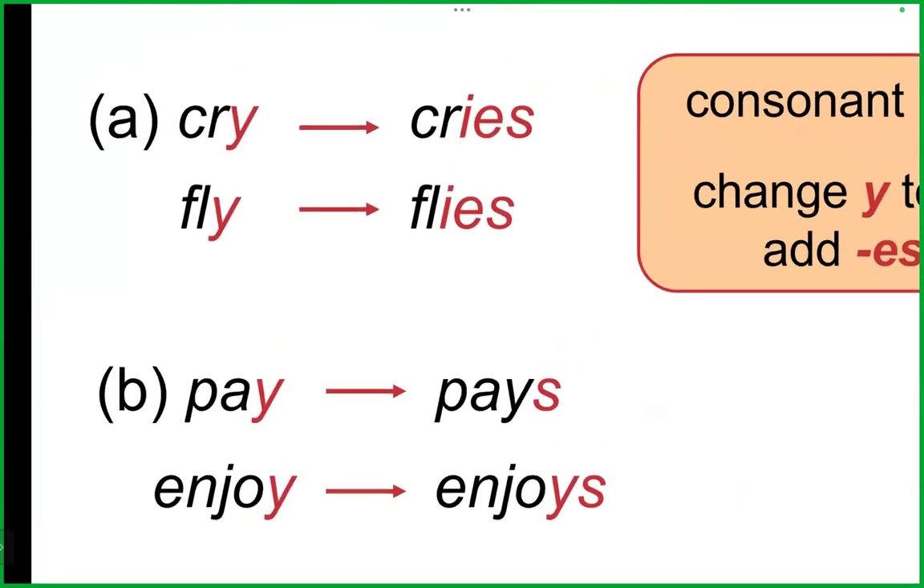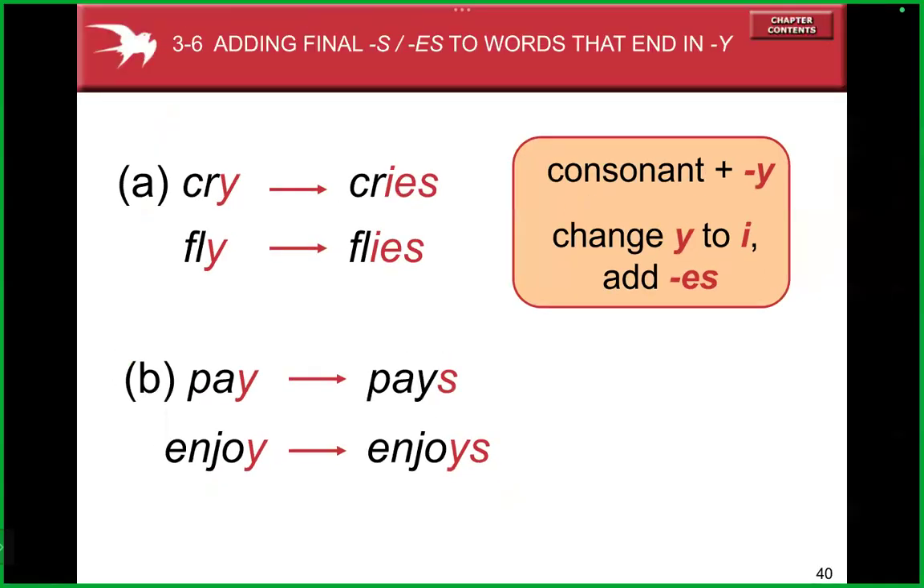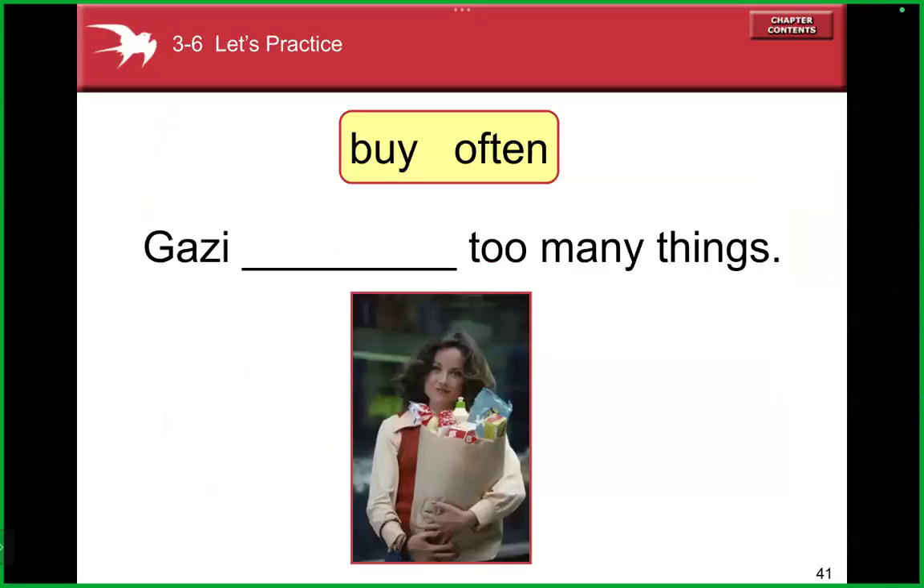You see the difference? This also ends in the letter Y, but is preceded by a consonant. Cry. In the same way, fly. Fly also ends in the letter Y, but is preceded by a consonant. Check the difference. Cry, cries, fly, flies. And this is different. You see, pay, pays, enjoy, enjoys. Right? So let's carry out exercises.